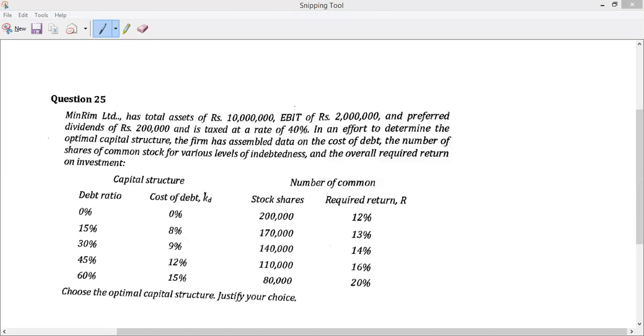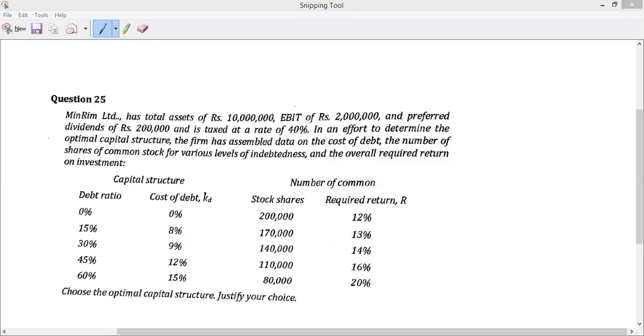Having any doubts? Are you stuck somewhere? It should be very easy. Profit available for equity shareholders is how much? That is 10 lakh. 10 lakhs. And number of equity shares is how much? That is 2 lakh. Perfect. So what is the earning per share? We just have to divide this. That is 5. Exactly, that is earning per share, no?